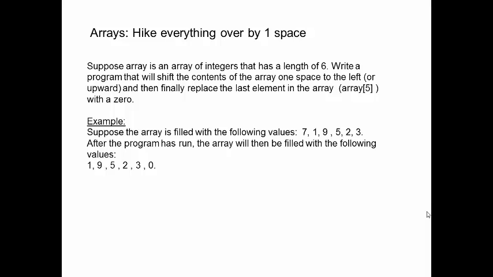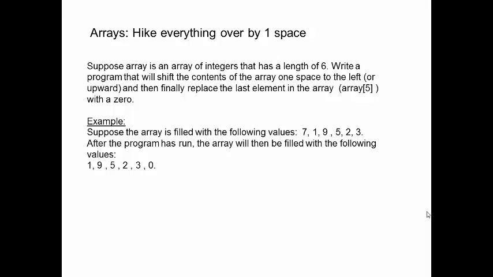What does that mean? Well, suppose you have an array of ints and it has a length of 6. And it could be any length, but let's just go with 6 for now. How about if we try and write a program that will shift the contents of the array one space to the left, or some people think of that as moving upward if you think of your array as being a list that's vertical, and then finally replace the last element in the array, in this case it would be array[5] if you have a length of 6 there, with a 0.